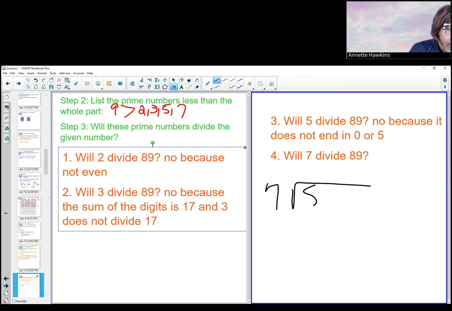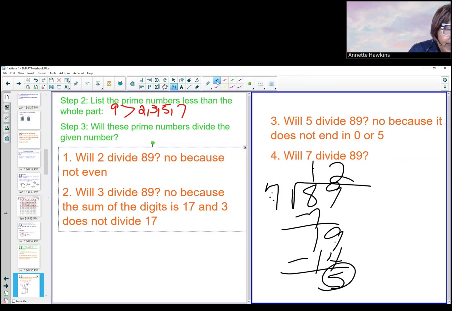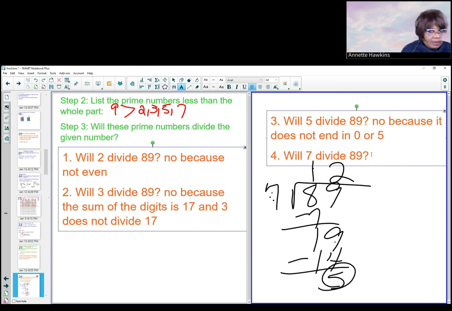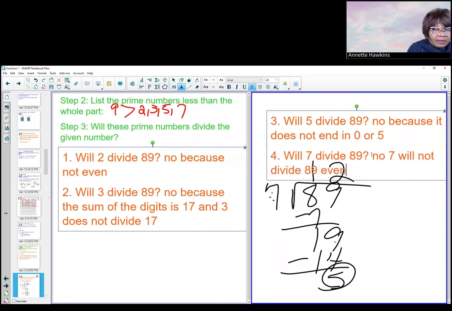7 into 89. 7 will go into 89 one time. 1 times 7 is 7. Subtract, 19. 7 into 19, 2 times. 2 times 7 is 14. Remainder of 5. No. Okay. So based on that, no. 7 will not divide 89 evenly.